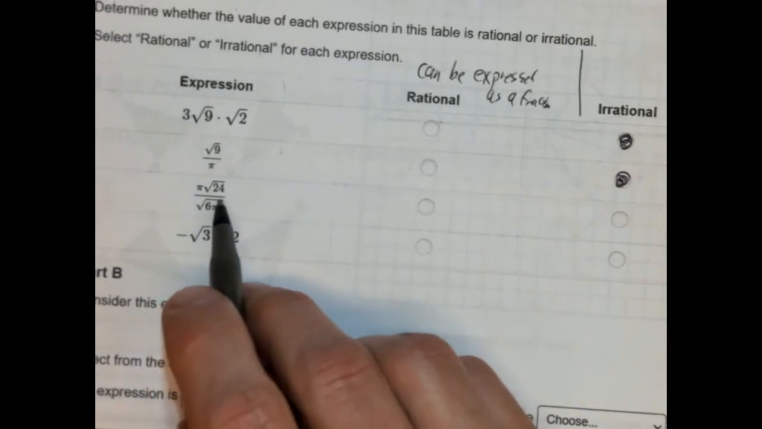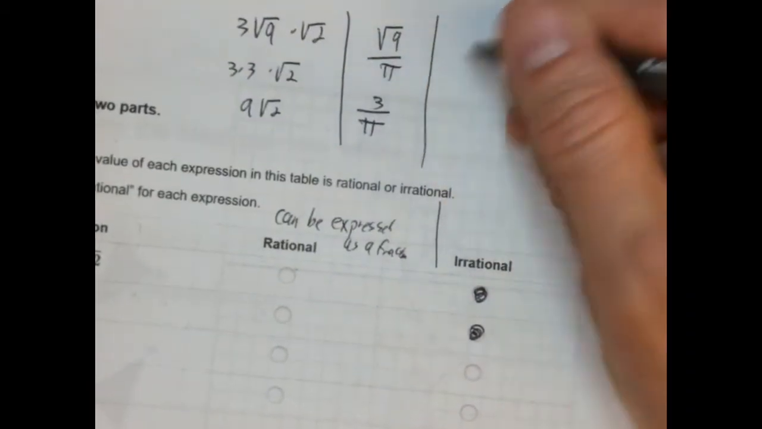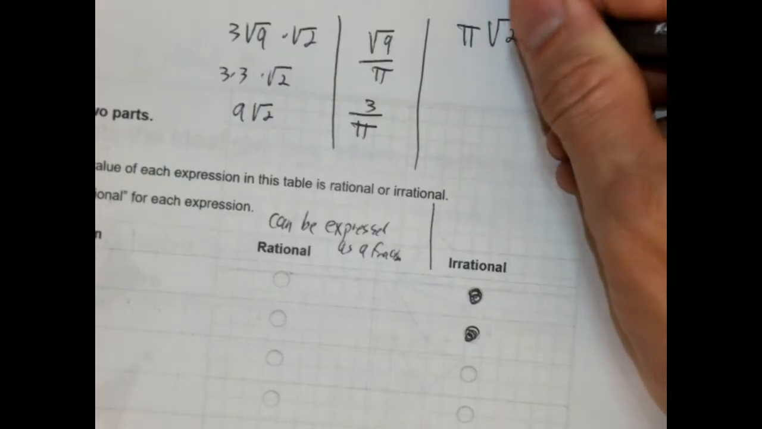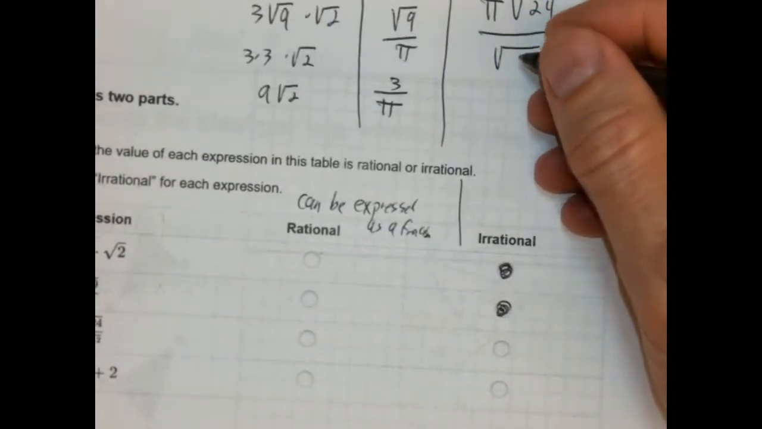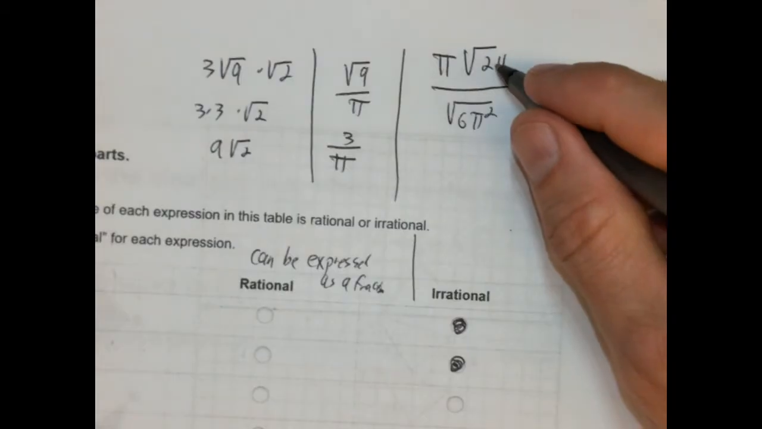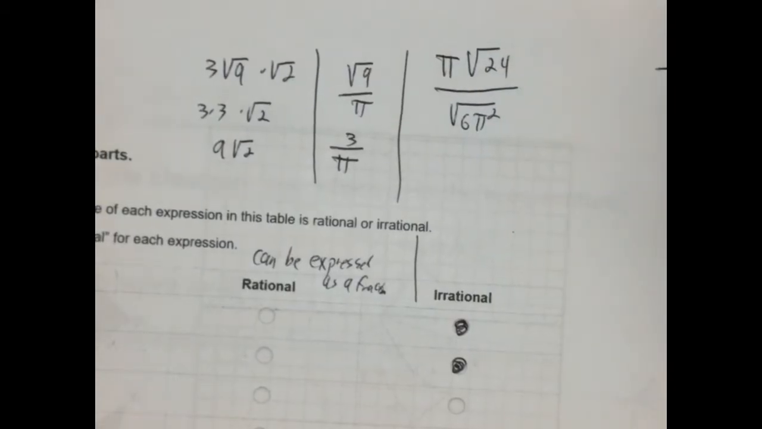Okay, next one. So pi times radical 24 over the square root of 6 pi squared. Okay, so let's try this one. Let's simplify this. So radical 24, I'm actually going to break this down for people that maybe aren't as comfortable with it.